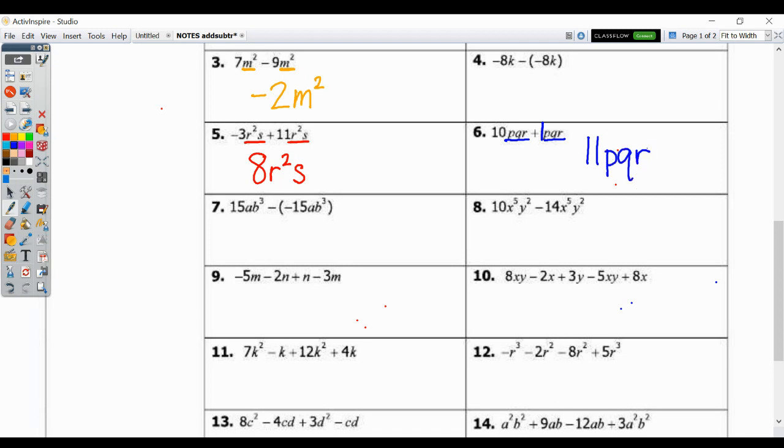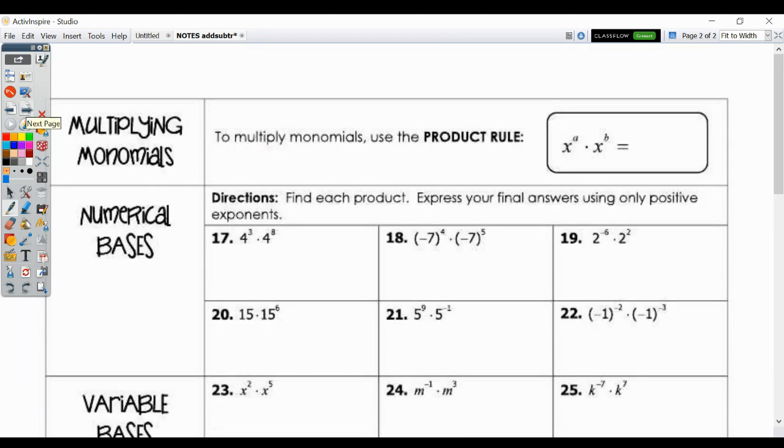Okay, so let's go over to multiplying monomials. When you multiply monomials, you just use the product rule.